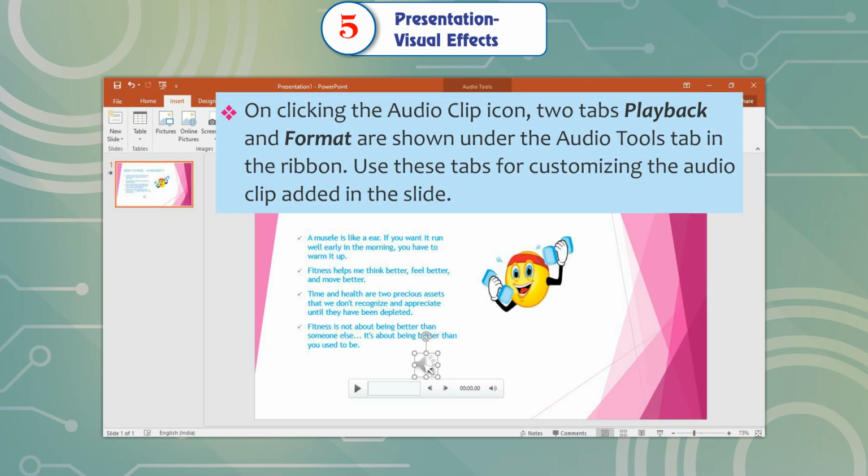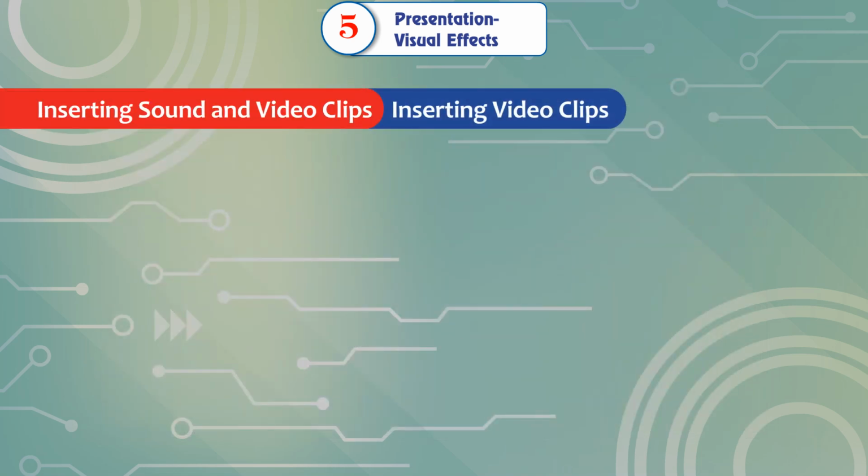On clicking the audio clip icon, two tabs, Playback and Format, are shown under the Audio Tools tab in the ribbon. Use these tabs for customizing the audio clip added in the slide.